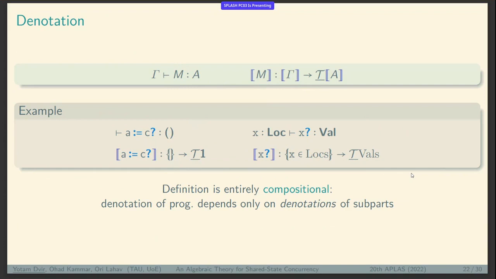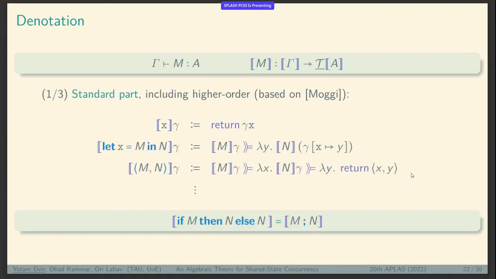We need to define them, and you'll notice, keep this in mind, our definition is entirely compositional. Denotations of programs depend only on denotations of subparts. This is something that's inherent to denotational semantics. So let's go over the definition. The definition is in 3 parts. The first is standard. Most of the definition is standard, and it's based on work by Moggi 30 years ago. So this has long been known.